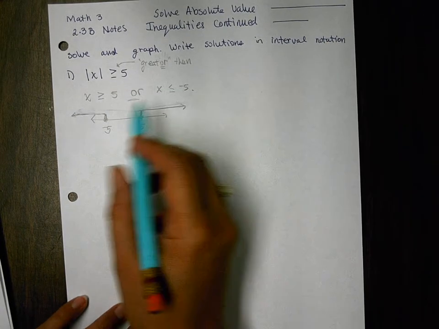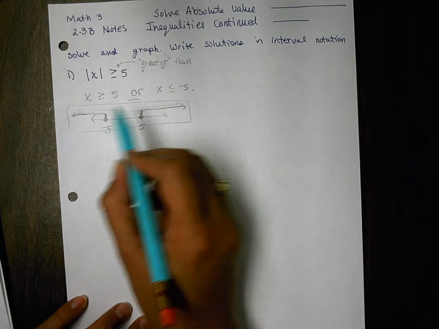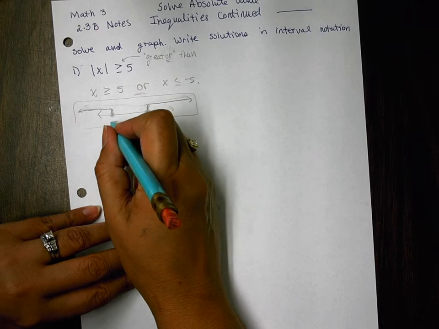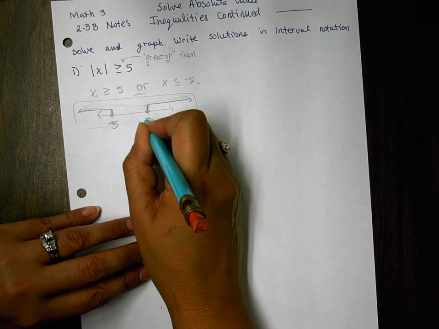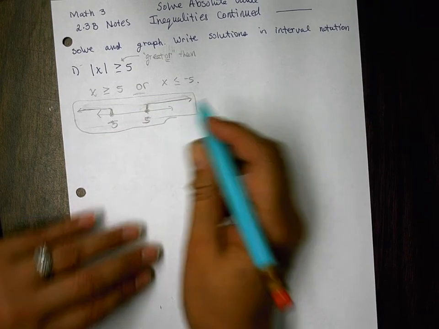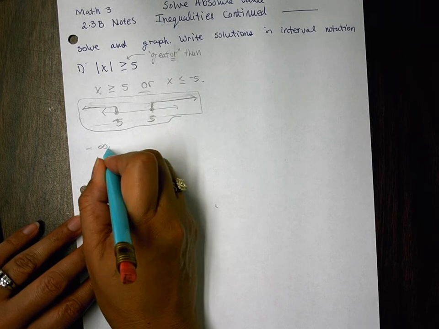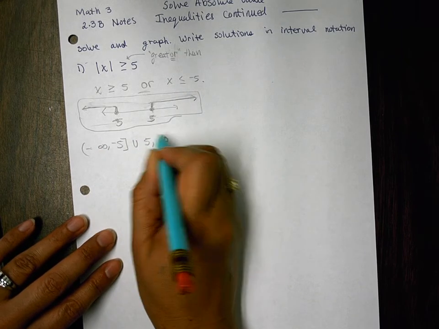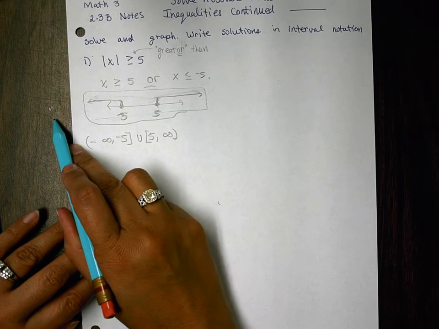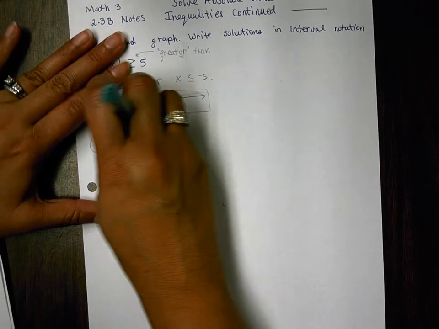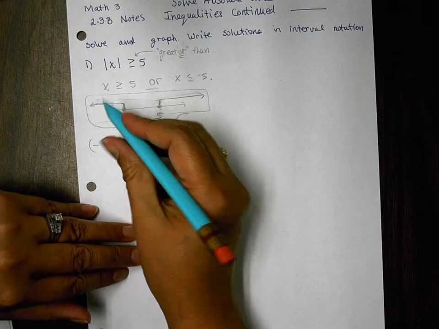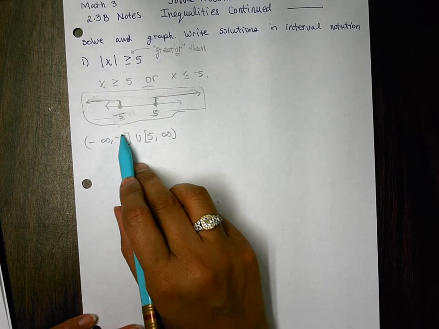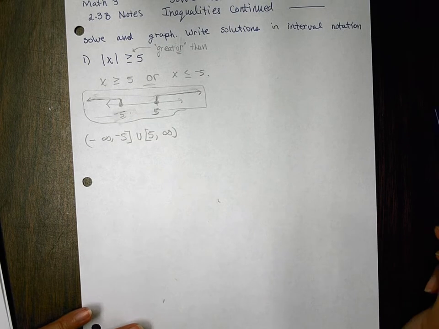And write our solution in interval notation. So here's the graph. We solved it. We graphed it. And interval notation is what we've been doing. It looks like this: -infinity to -5 with the bracket, parentheses there, union 5 to infinity, bracket, parentheses. Everything to the left of -5 is infinity. So -infinity to -5, bracket, union 5 to infinity.